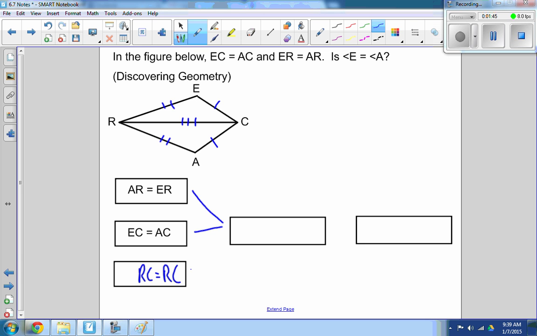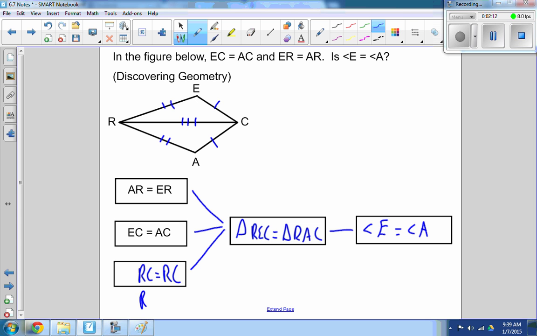Now, all of these three prove the triangles are congruent. This proves triangle REC equals triangle RAC. We know that because of side, side, side. This then tells us angle E equals angle A because of corresponding parts of congruent triangles are congruent.